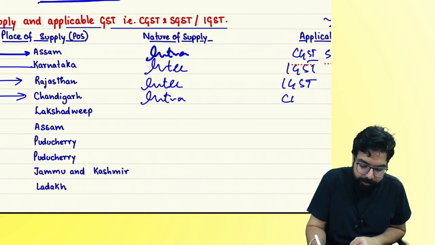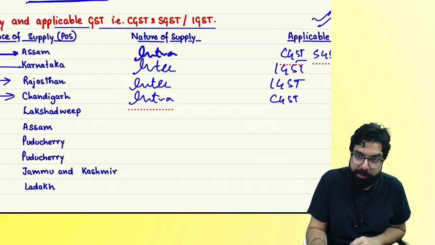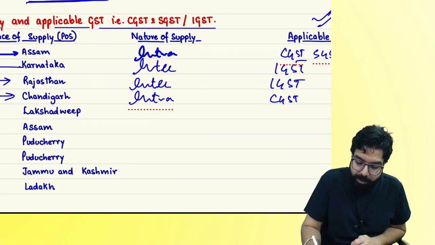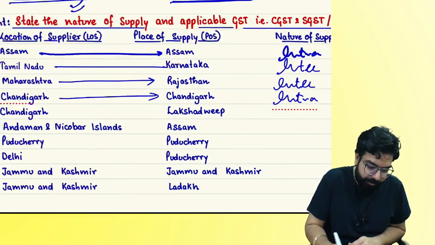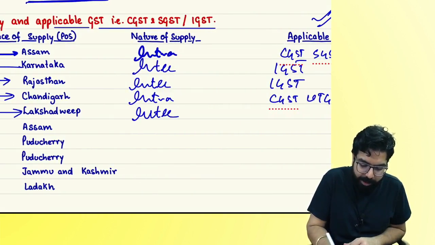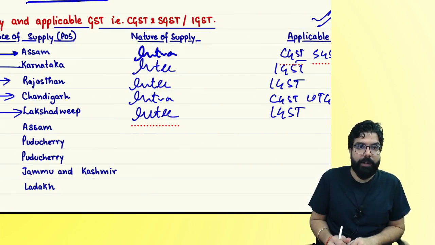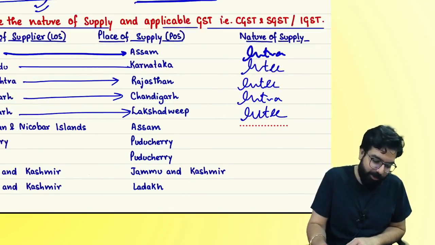What will you charge? Chandigarh is a state or UT? Louder. So UT. Chandigarh to Lakshadweep. Inter. What will you charge? Are we all clear till here? Can I go ahead? Done or you want more? Done? Sir, this also you do know.